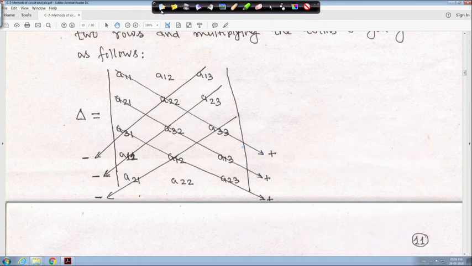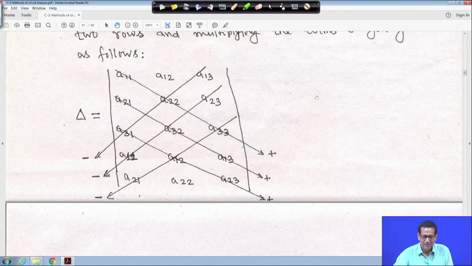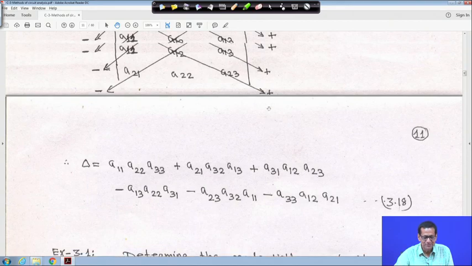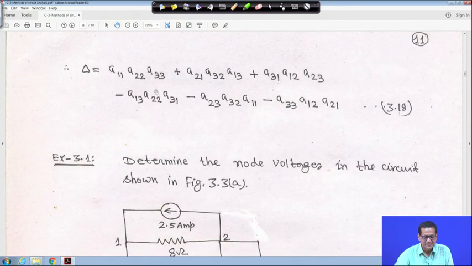So let me clean it, that is why I made it like this. And finally, the way I told you, whatever I wrote, the same thing is written here, right. So this is your delta, the same thing is written here.